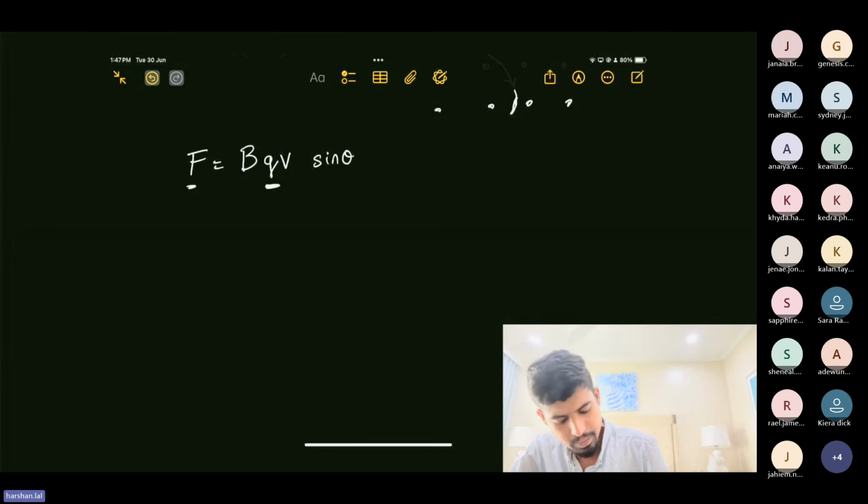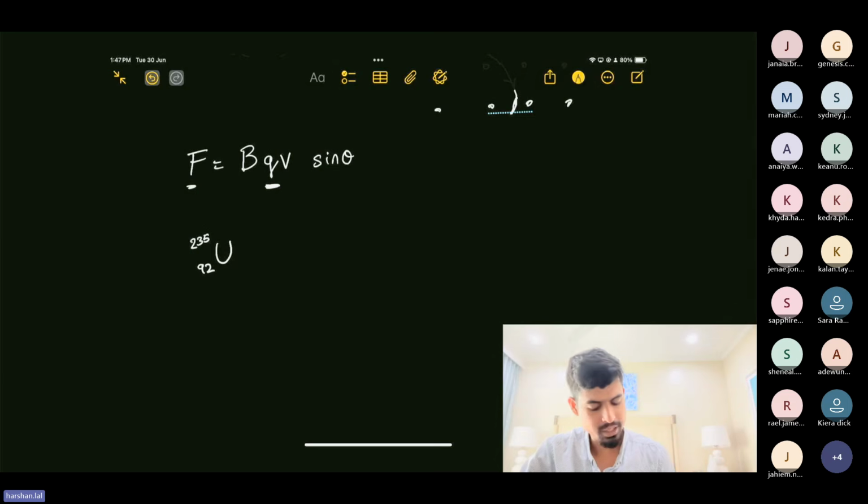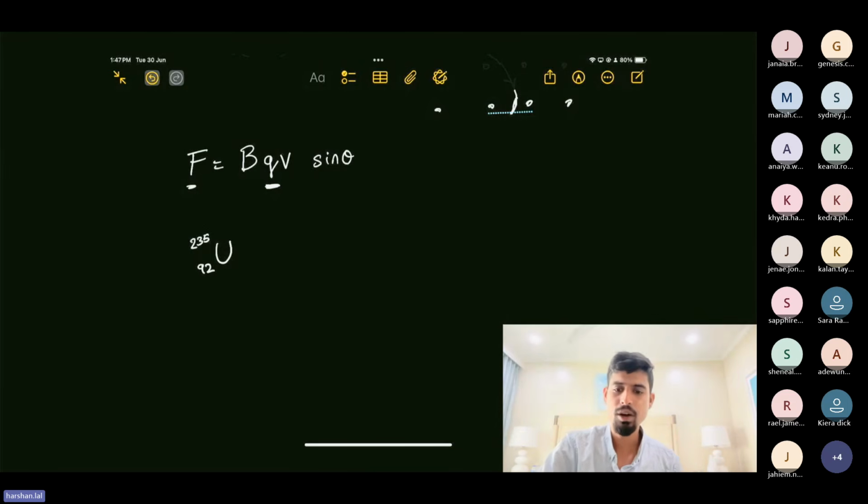So determine the number of isotopes in uranium. The atomic symbol for uranium is U. So in uranium-235, if you are given this, I want you to determine the number of neutrons in this nuclide.